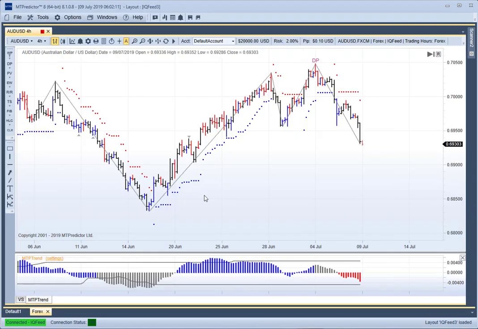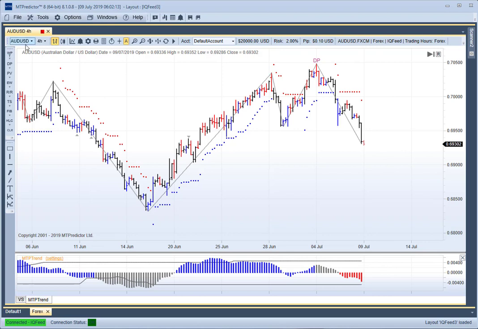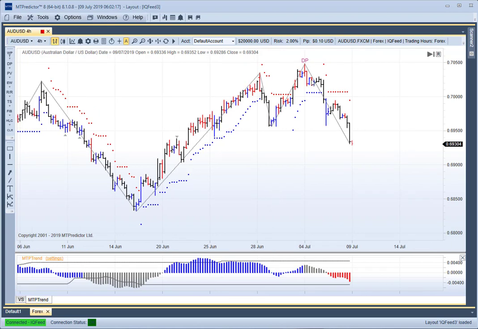Right, this is an example I want to look at on the Australian dollar, US dollar on a 4-hourly chart. So you can see here we have automatic setups, we have history triangles that show setups that were filled and didn't go as anticipated. But is that how we use MTPredictor? In other words, is it a black box system where we follow these setups perhaps in the direction of our MTP trend, or is it something else?